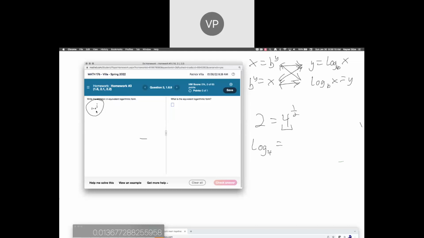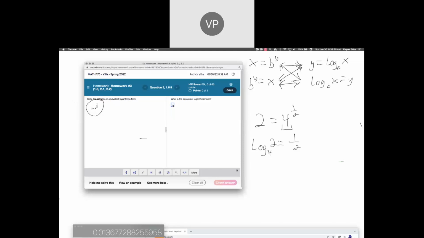And then remember my rule. Log equals power. So put the 1/2 over here. That's what's equal to the log. And the only other number left is this 2. It's got to go inside the log. So that's the equivalent log form they want.